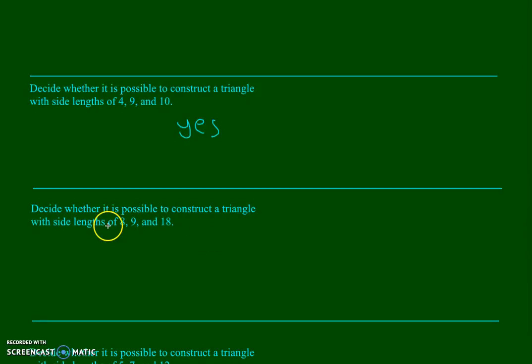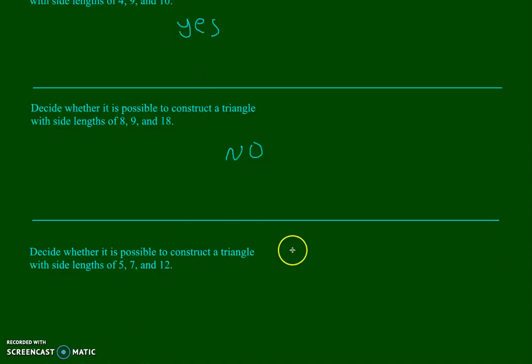Do the same thing for the next one. Decide whether it's possible to construct a triangle. 8 plus 9 is 17. That is less than 18, so no, it is not possible to construct a triangle with side lengths 8, 9, and 18. And then the last one, 5 plus 7 is equal to 12. So again, we have a no. We cannot construct a triangle because the third side would have to be a little bit bigger than 5, because 5 plus 7 equals 12. All right, well, I hope that cleared things up, and let's move on to the last section.